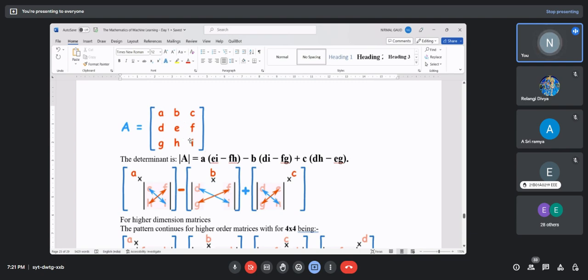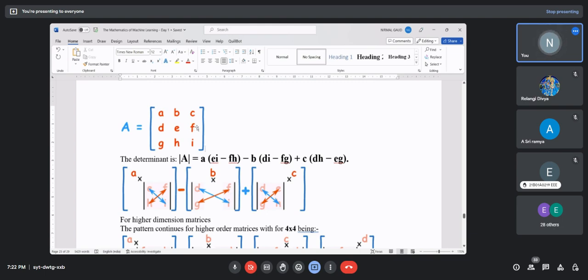Here the approach is: take this A, multiply E into I minus H into F. Then take B. When you are taking the value A, you need to hide its column and its row, and only E, I, H, F remain. When you consider B, you need to hide its row and complete column, and then multiply D and I, and G and F.